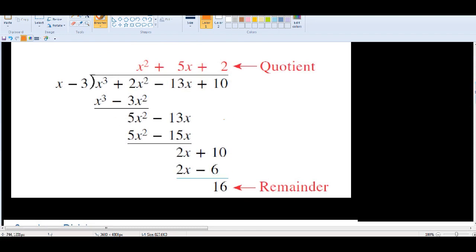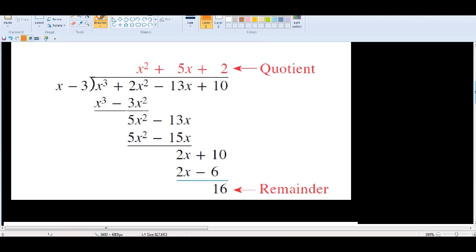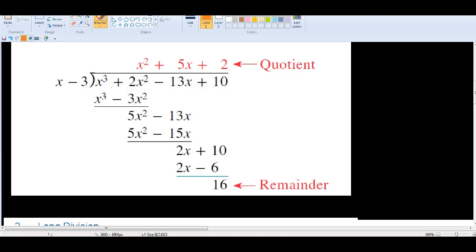Here we use the polynomial x cubed plus 2x squared minus 13x plus 10, divided by x minus 3. Of course, this polynomial, x cubed plus 2x squared minus 13x plus 10, is what we call the dividend, and x minus 3 is what we call the divisor. Dividend divided by divisor, you get the quotient and the remainder.